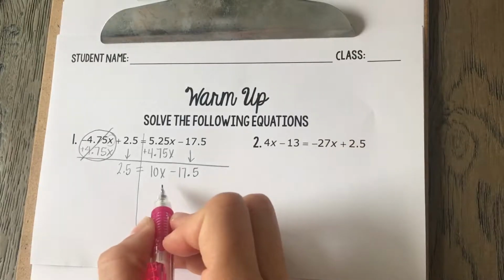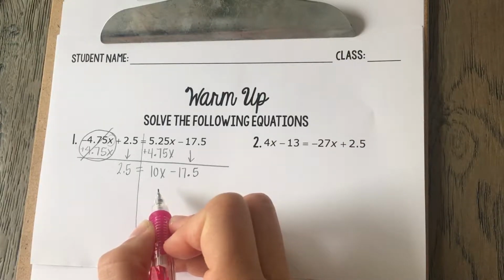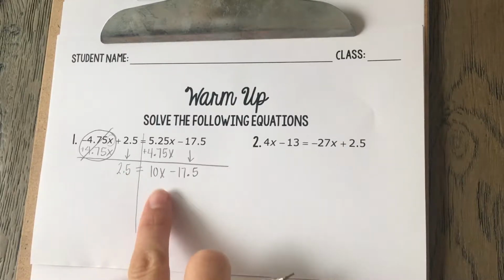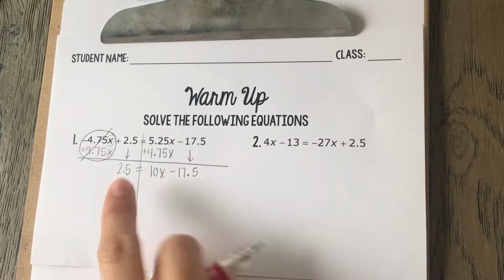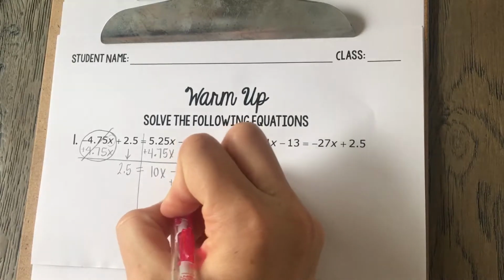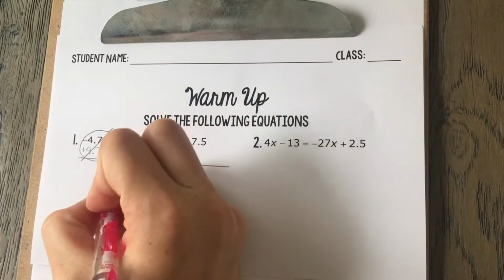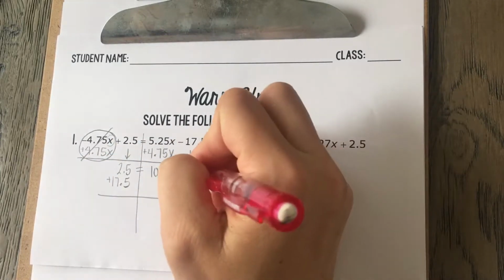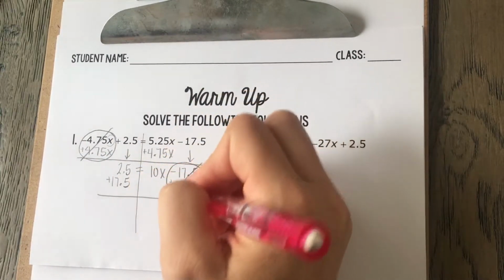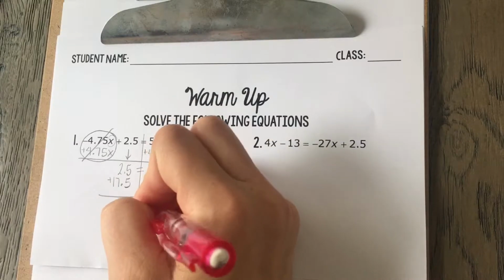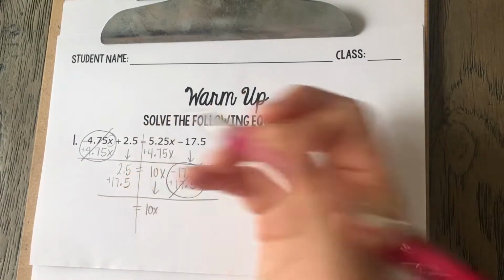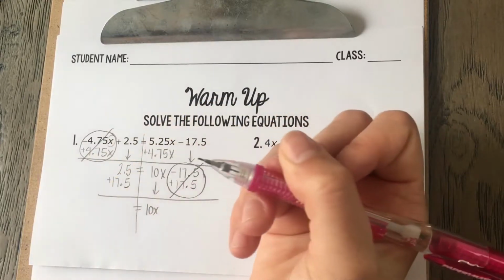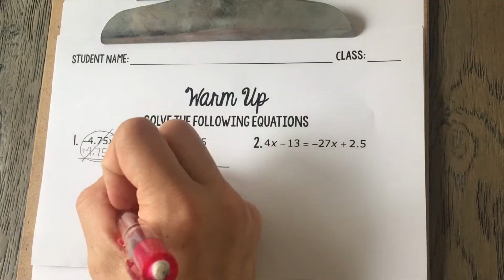Now, once we got here, my second step says that I need to get all the constants on the other side. So if my variables are on my right side, I want my constants on the other. I'm going to add 17.5 to both sides. Again, I created a zero pair, so that's zeroed out. 10x, I didn't do anything to it, so I'm bringing it down, and then I add 2.5 plus 17.5. And when I put that into my calculator, I get 20.